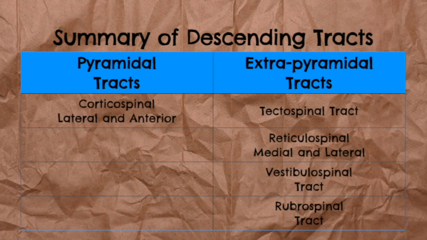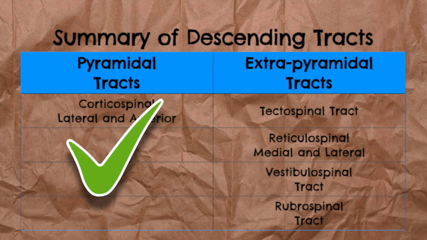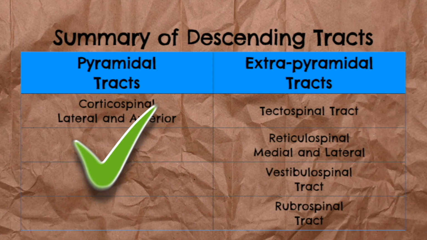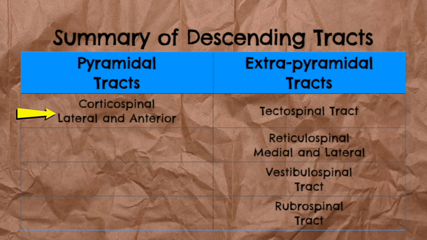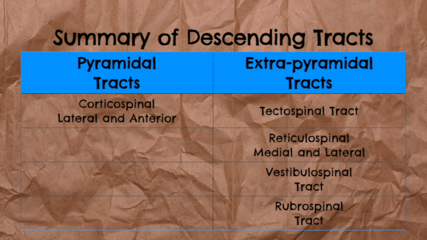This is a summary table of the different descending tracts. The pyramidal tracts, so called because they pass through the pyramids of the medulla, are the lateral and anterior corticospinal tracts. They function to supply voluntary control to the muscles of the limbs and trunk.